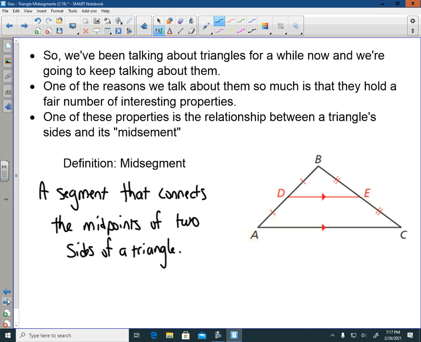So when we're looking at a triangle ABC over here, we see that D, this point here, is a midpoint. And how we know is because it cuts AB exactly in half. And then E is also a midpoint. It cuts BC exactly in half, creating two congruent segments. And since that's the case, then we know that this is a midsegment. Any segment that connects the midpoints of two sides of a triangle is called a midsegment.